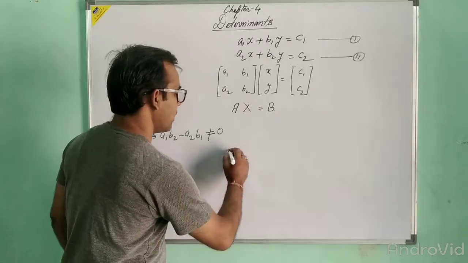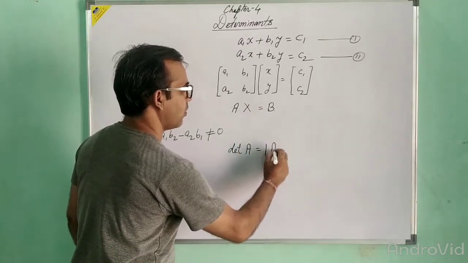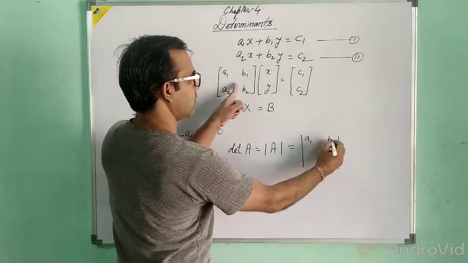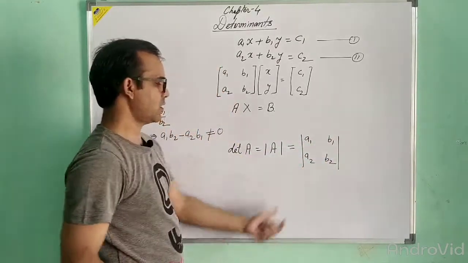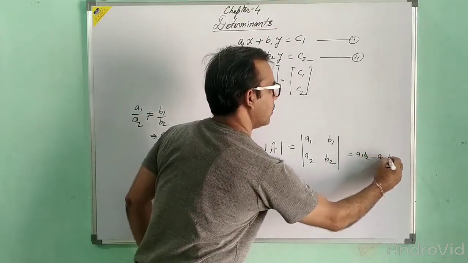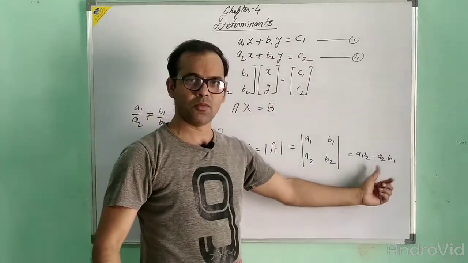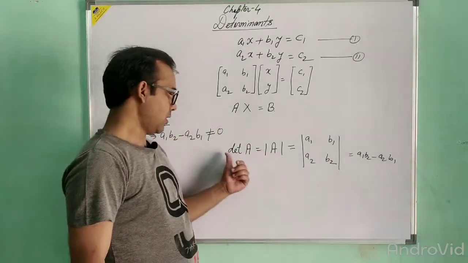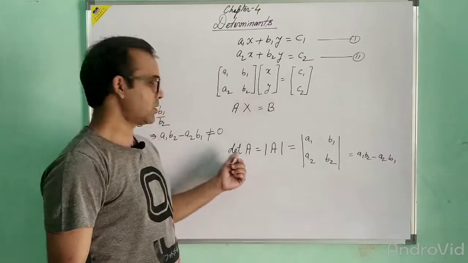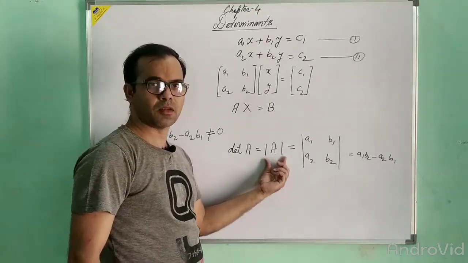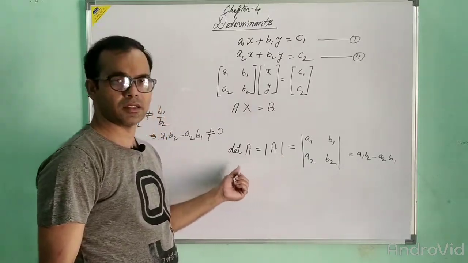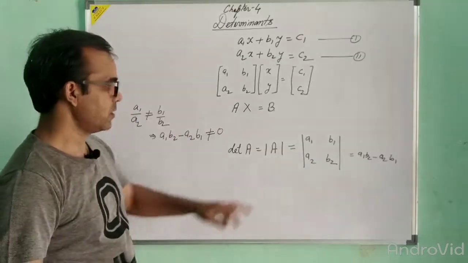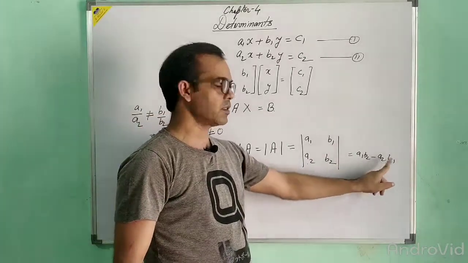So it is written as determinant A, or det A equal to the array a1 b1 a2 b2 between two bars, and its value is a1 b2 minus a2 b1. This number will determine the nature of the solution of the equations, so it is called the determinant of matrix A. Det A is the determinant symbol, it is not the modulus sign. The numbers are written between the two bars, a1 b1 a2 b2, and its value is a1 b2 minus a2 b1.